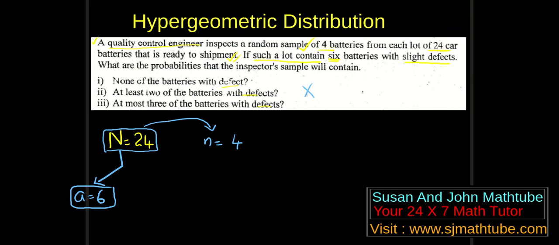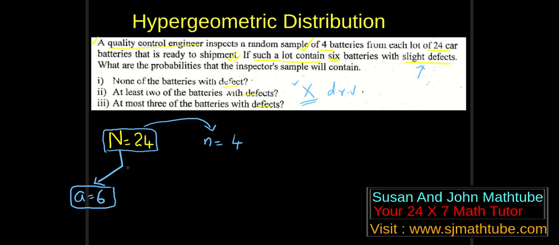So start writing like this. I hope you're ready with a pen and a paper as usual. So please write. Let capital X be the discrete random variable associated with the number of batteries with slight defect. So what is capital X? Yeah, the discrete random variable which is associated with the number of things which are special.